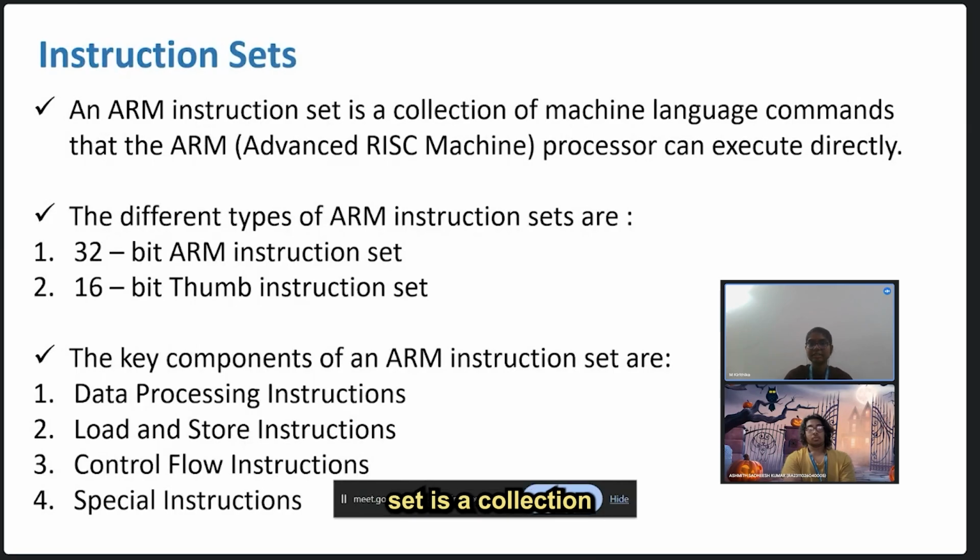Now next comes the instruction sets. ARM instruction set is a collection of machine language commands that the ARM processor can execute directly. And there are different types of ARM instruction sets. Those are 32-bit ARM instruction set and 16-bit thumb instruction set. 16-bit thumb instruction set uses lesser space compared to the 32-bit ARM instruction set. Now the key components of an ARM instruction set are data processing instructions, load and store instructions, control flow instructions, and special instructions. Let's understand each of them.